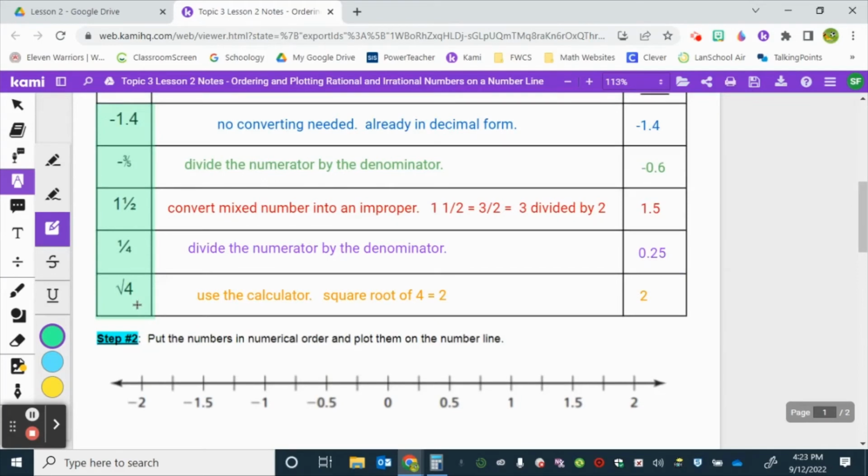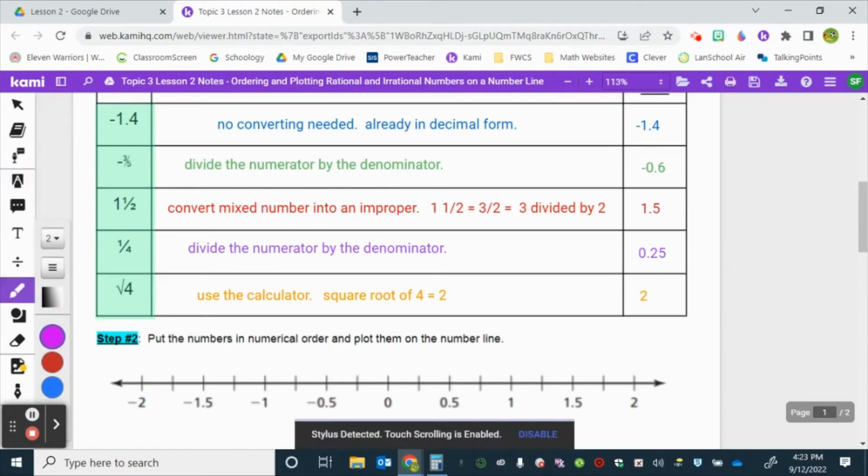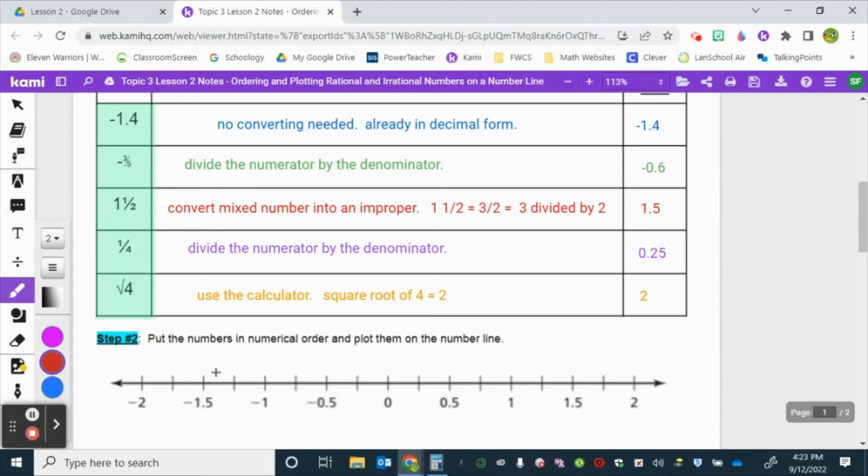So the first one, negative 1.4. Again, just going to come over to my number line. I know that negative 1.4 is between negative 1 and negative 2, and I know it's going to be closer to negative 1.5. So it doesn't have to be exact, but I do need to be in the general ballpark here. So I'm going to say that negative 1.4 is roughly about here. And then I'm going to go above it. I'm going to write negative 1.4.